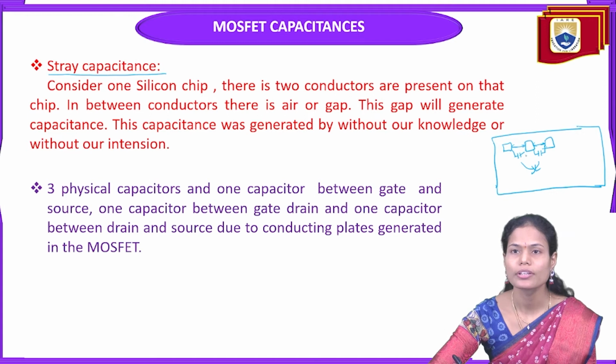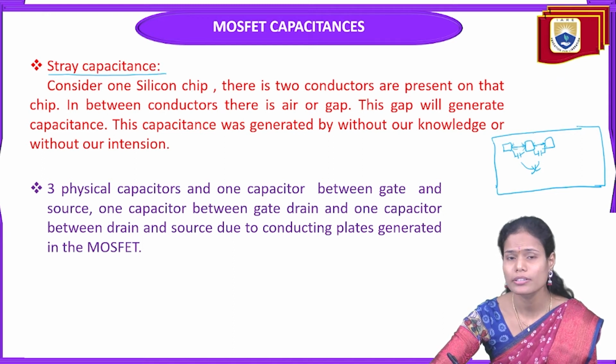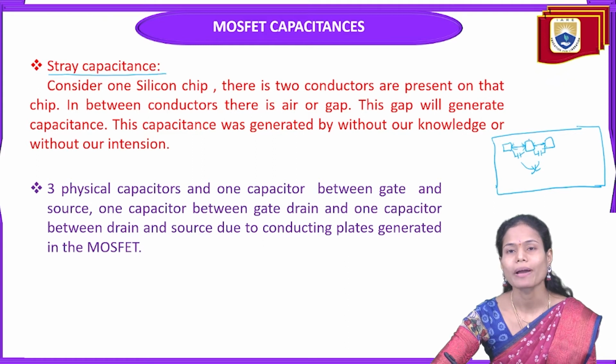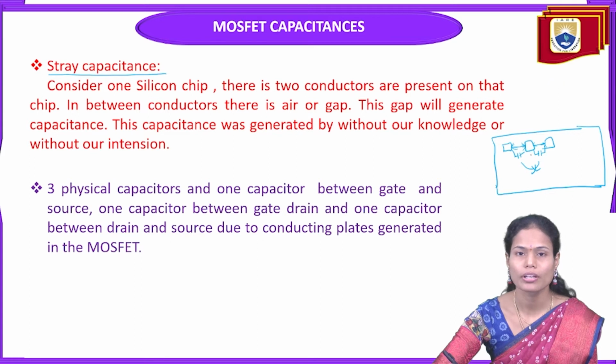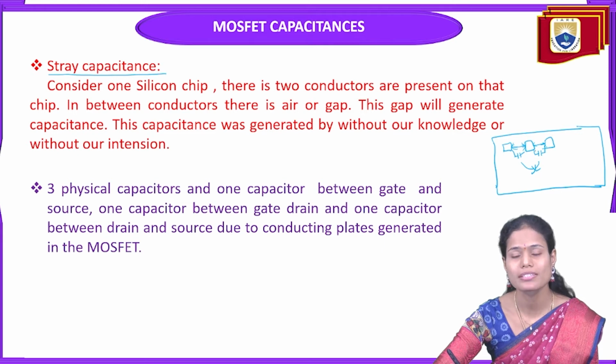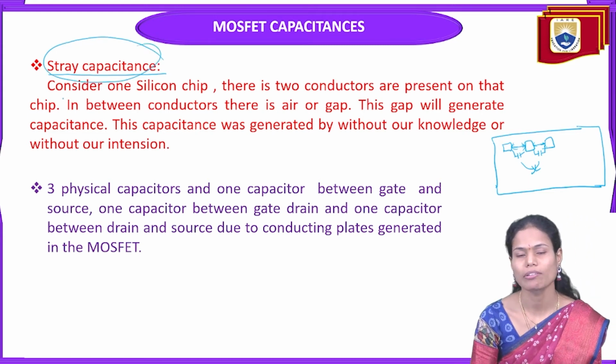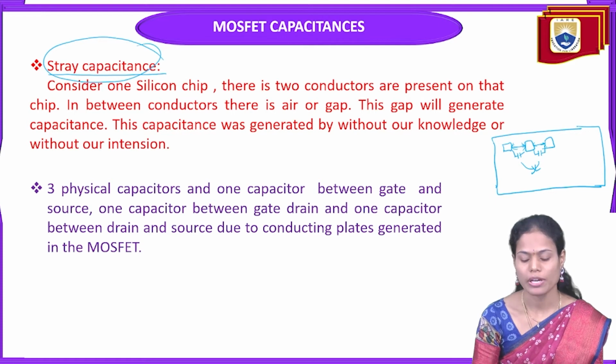We are not inserting them intentionally in the circuit, but because of the construction, or because of inserting the conductors onto the chip, these capacitances exist. We don't know whether they exist or not. We cannot see these capacitances because we are not physically inserting them between these conductors. So these are unintentional capacitances existing in different types of devices. Those are called stray capacitances. But along with this, we also have different types of capacitors in the MOSFET circuit.